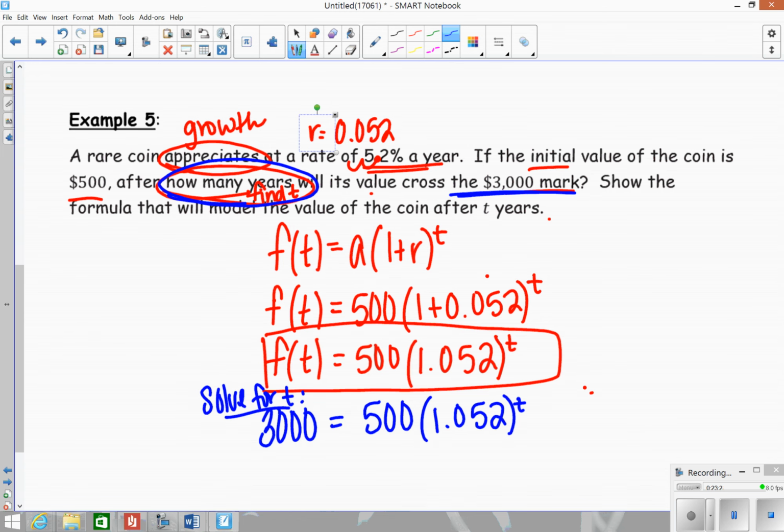And when you have an exponential equation like this, there's no way for you to solve this algebraically right now. You'll learn it later on in Algebra 2. It's not something that we do in this course.